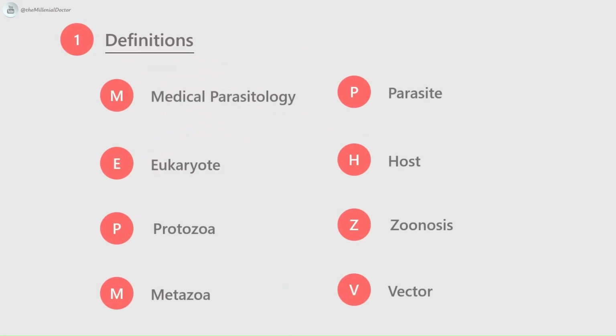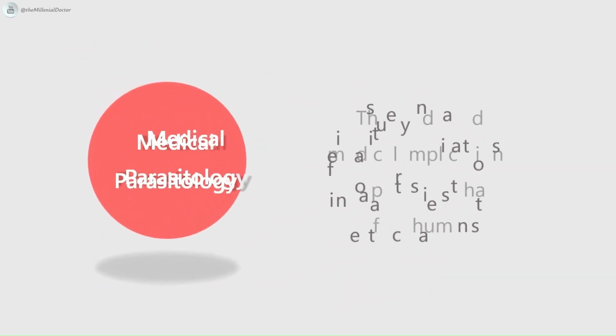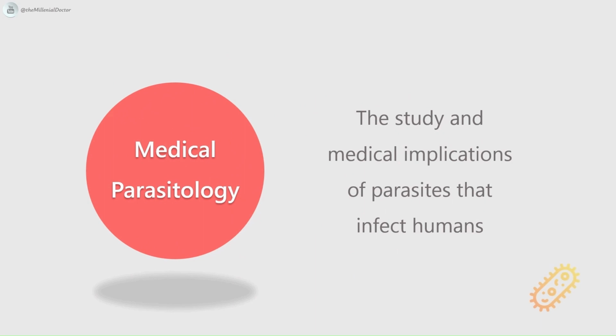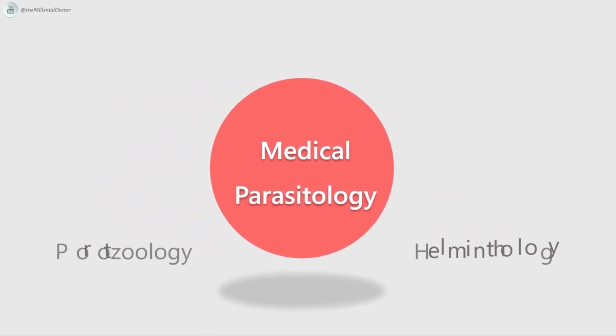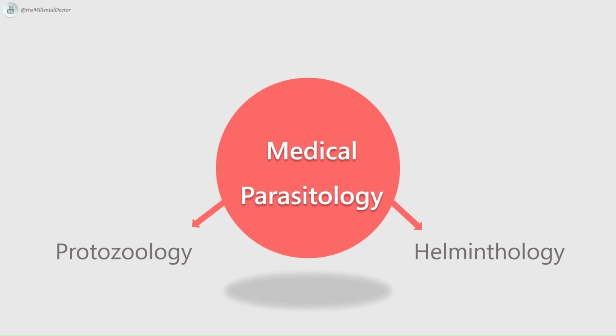These are the following definitions: medical parasitology, eukaryote, protozoa, metazoa, parasite, host, zoonosis, and vector. Medical parasitology: the study and medical implications of parasites that infect humans. It is a branch of parasitology which deals with parasites that cause human infections and the diseases produced due to them. Medical parasitology is divided into two main branches: protozoology and helminthology.